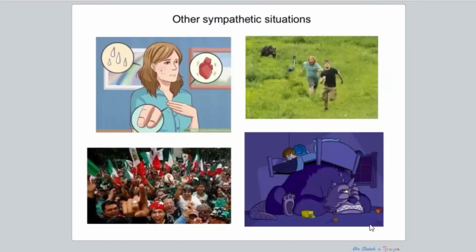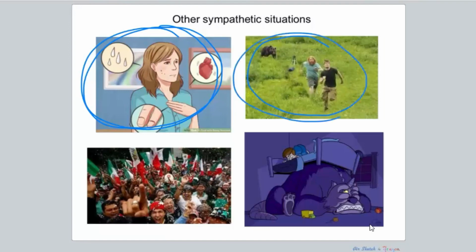These are other sympathetic situations. Nervousness, public speaking can activate the sympathetic system. This is probably the most traditional sympathetic situation, the fight or flight. These guys are choosing wisely and taking the flight option instead of the fight option. Okay. Excitement, anxiety, all those things are sympathetic situations.